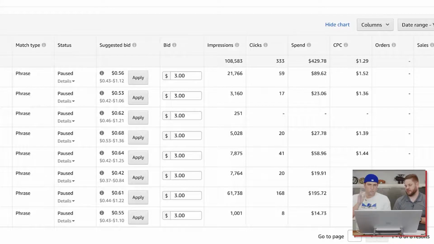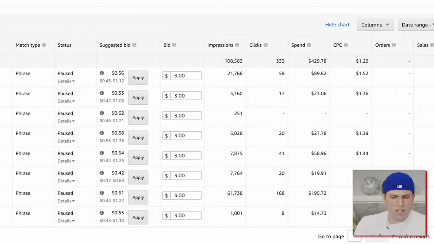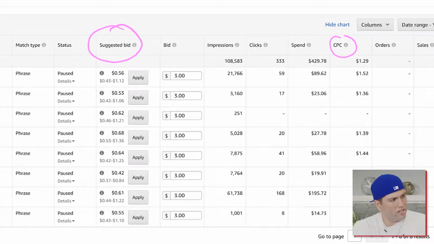So don't be discouraged. A lot of times I'll actually go in and just eliminate these columns from being viewed to just show the impressions and cost per click to give me that idea. Now, I have a question. You said impressions, cost per click. Now, cost per click, isn't this the suggested bid, what Amazon is suggesting that your cost per click would be?